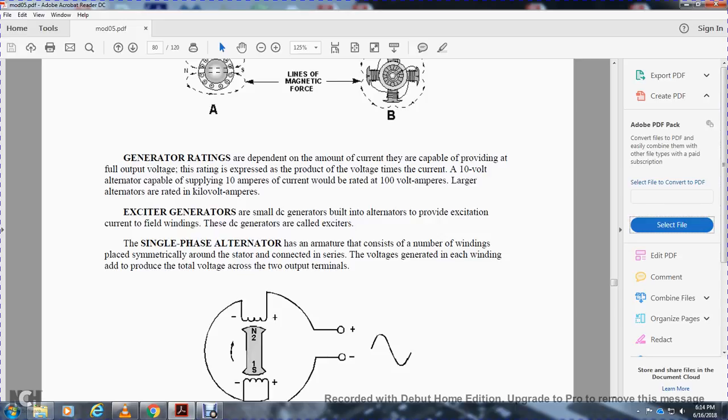Exciter generators are small DC generators built in the alternator to provide excitation current for the field winding. The DC generators are called exciters.